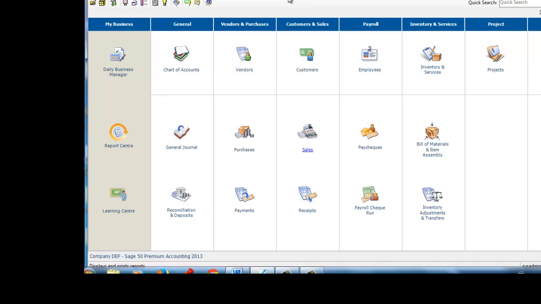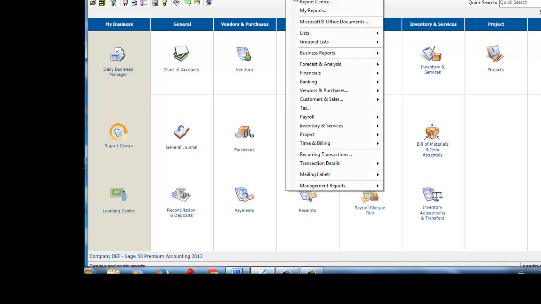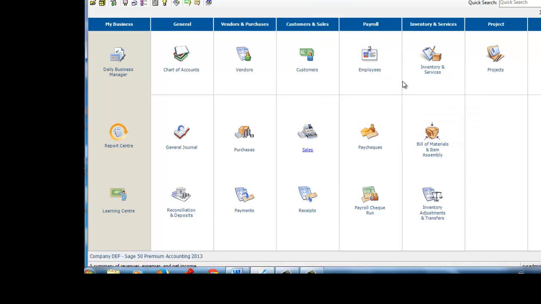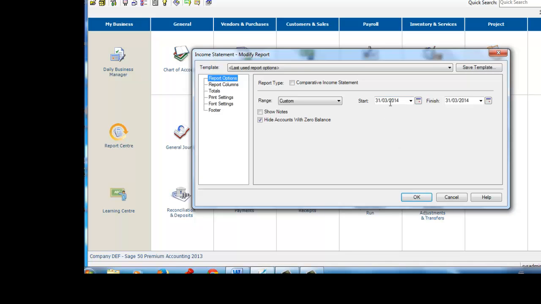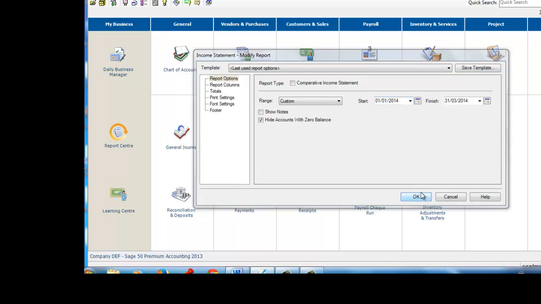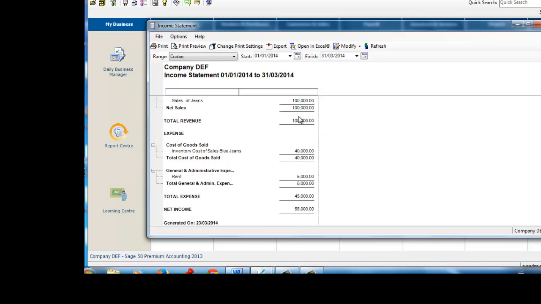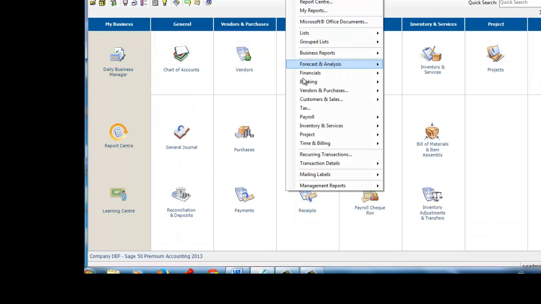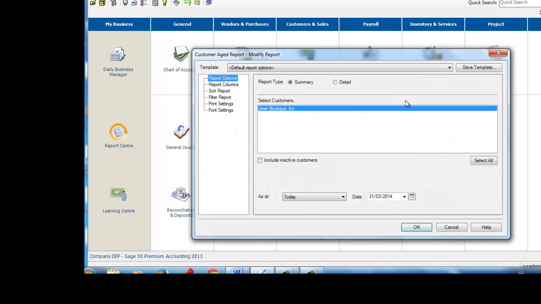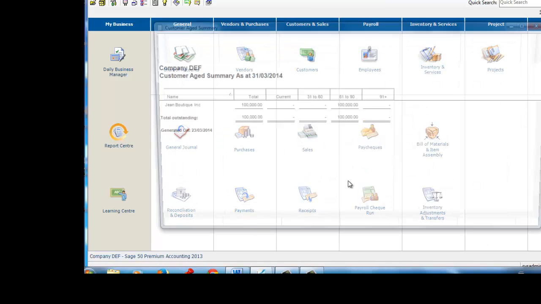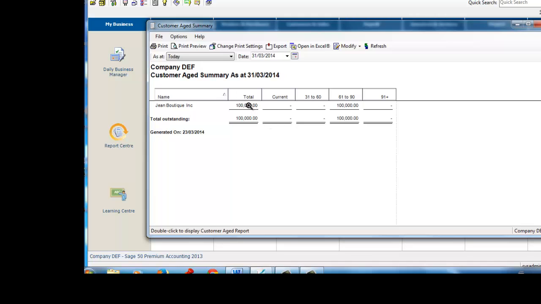Three months later, this particular company has not paid its accounts receivable. We look at our income statement, assuming this is the only transaction from the 1st of January to the 31st of March. The same thing. We have a profit of $55,000 and I have a sale of $100,000. When I look at my aging schedule, you notice my total accounts receivable is $100,000 and it is over 90 days.